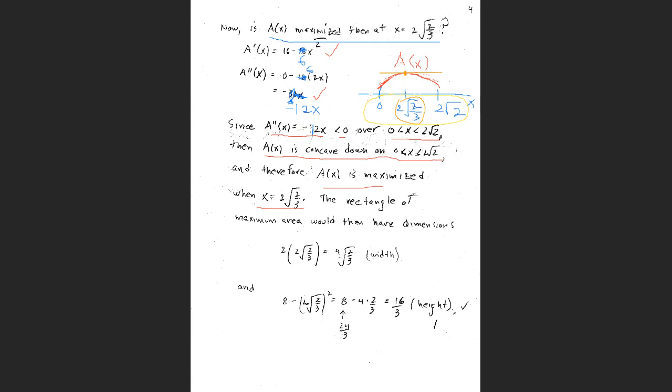And so the rectangle of maximum area would have dimensions then. Well, the width was 2 times x, so that's going to be 4 times the square root of 2/3. And the height y was 8 minus x squared, and that's going to be then 16/3. It turns out it'll be 16/3.